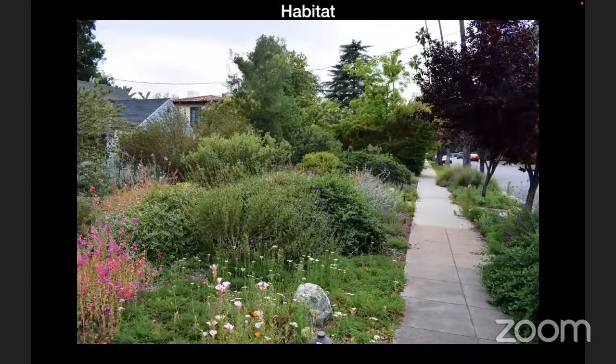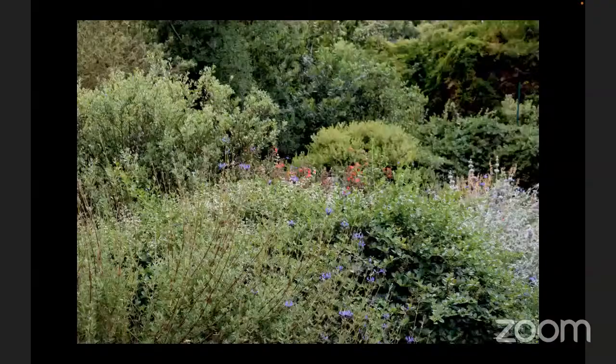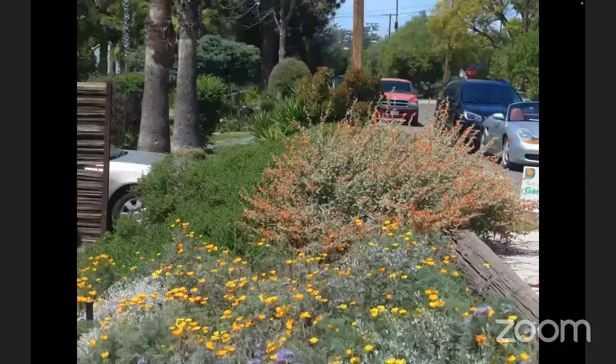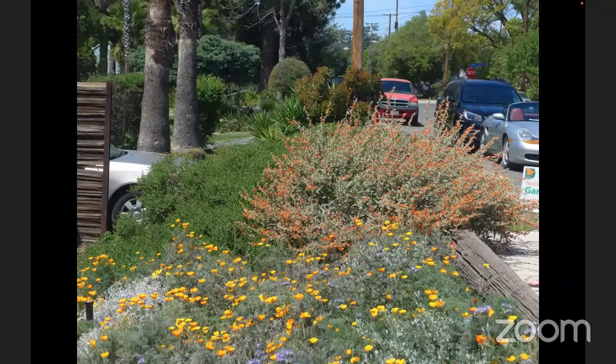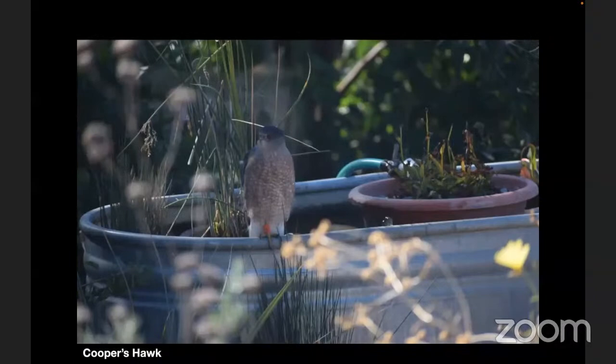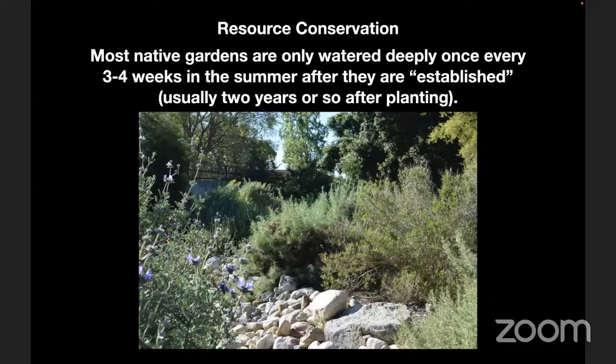Habitat, we already talked about that, and that could look very wild if that's what you're into, or it could look much more traditional and cultivated if that's what you're into, but you can still provide the habitat either way. For example, we have hawks as semi-regular visitors to our yard, partially because of the plant structures, partially because of all the other life there, and partially because of providing water in our native garden. So I already jumped ahead and talked about the resource conservation part.